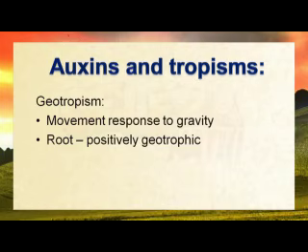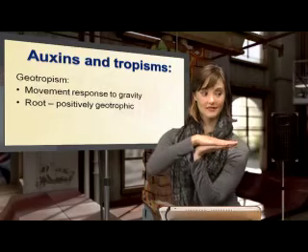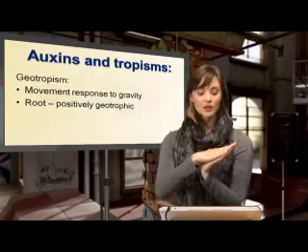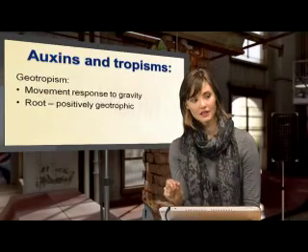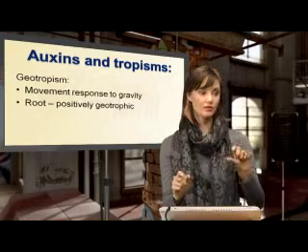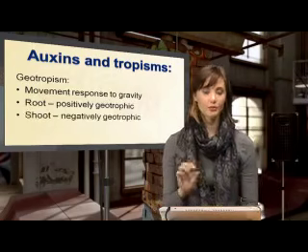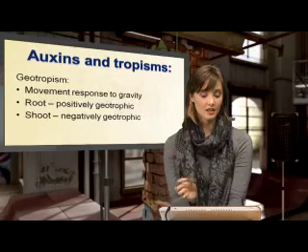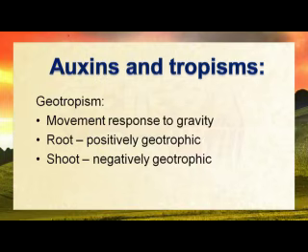Now, if you take a plant, and you can try this at home, take a plant and put it on its side. You will actually see that the root will grow downwards and the shoot will grow up. Okay, so we call that root positively geotropic, and therefore the shoot is what? The shoot is growing the opposite way, so it is?